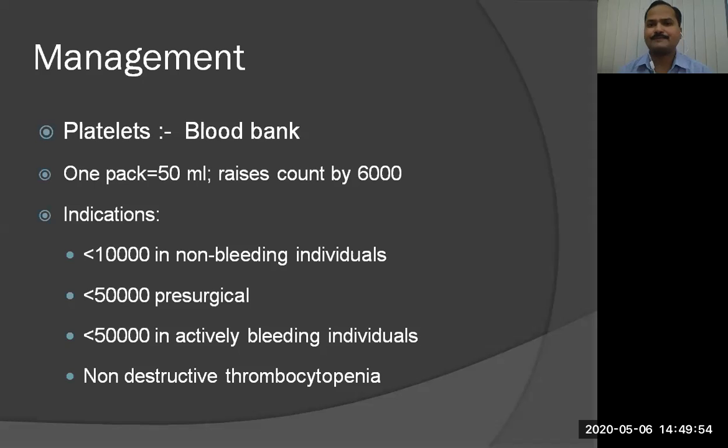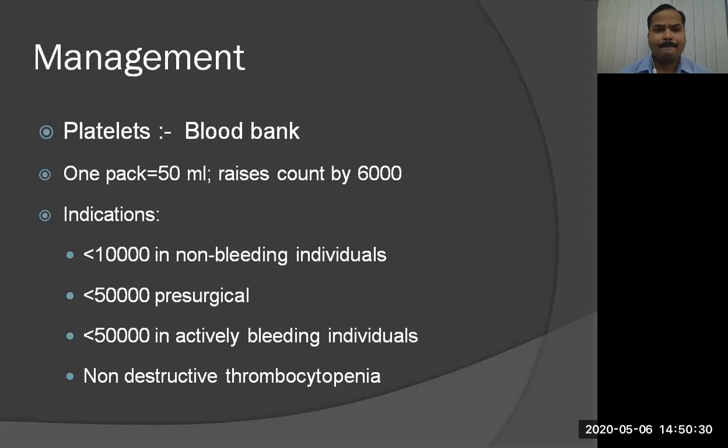So we should know where the various factors and blood products are available and in what form. That also is a part which we should know. Platelets present in the blood bank are available in packs. 50 ml raises the count by 6,000. So we should have an idea how many packs of platelets are required by the patient if the patient has a low platelet count.